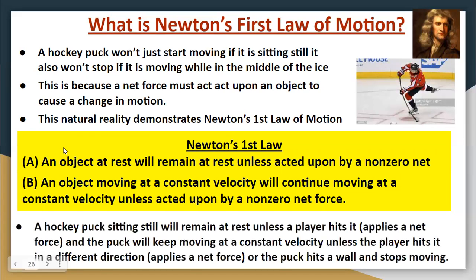A hockey puck sitting still will remain at rest unless a player hits it or applies a net force to it, right? And the puck will keep moving at a constant velocity unless the player hits it in a different direction, applies a net force, or the puck hits the wall and stops moving. Or eventually, because the puck is on Earth, it will stop because of friction and gravity pulling down on it. However, if that puck was in space and the hockey player hit it, it would continue forever and ever at that constant velocity because there would be no gravity and no friction to stop it.